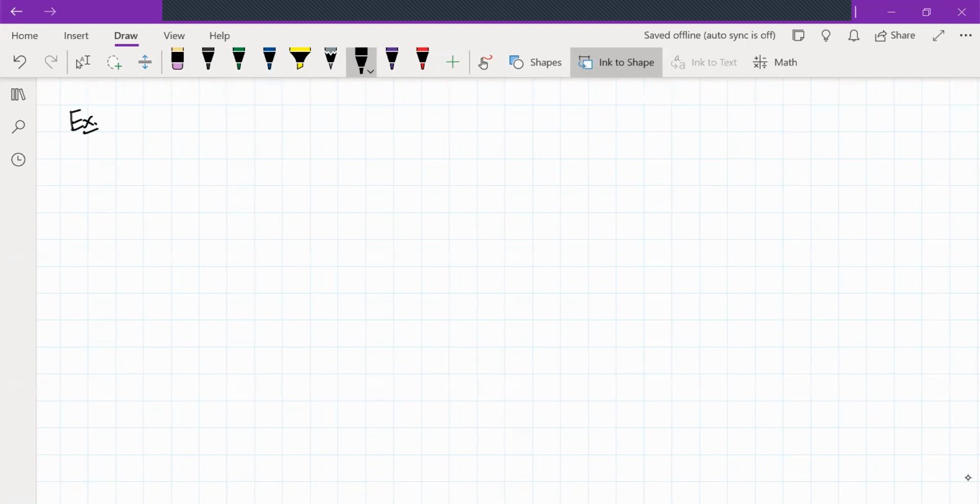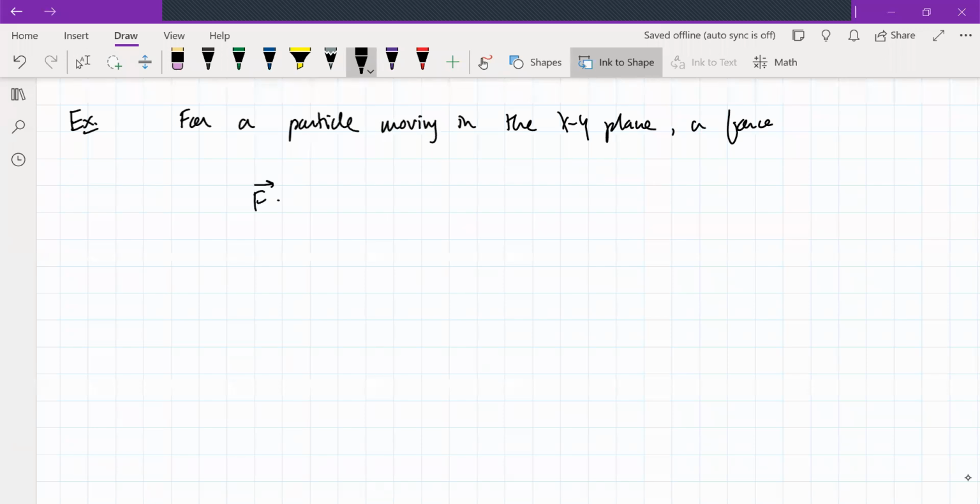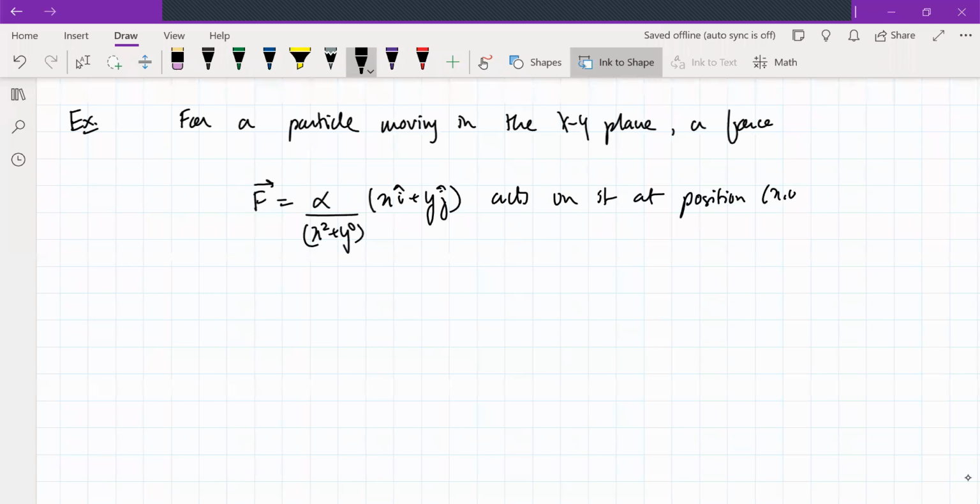Okay. So suppose we have an example like this: for a particle in a 2D motion, moving in the xy plane, a force F given by this acts on it at position x comma y.